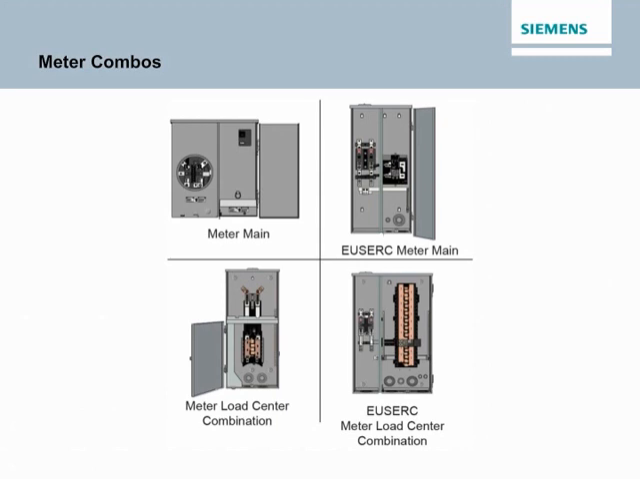A meter load center combination is a meter socket combined with a main breaker and load center. However, when only 6 or fewer branch circuit breakers are needed, the NEC does not require a main breaker. Meter load center combinations are gaining in popularity because having the meter socket, main breaker, and load center in one location allows contractors to save on labor and material.